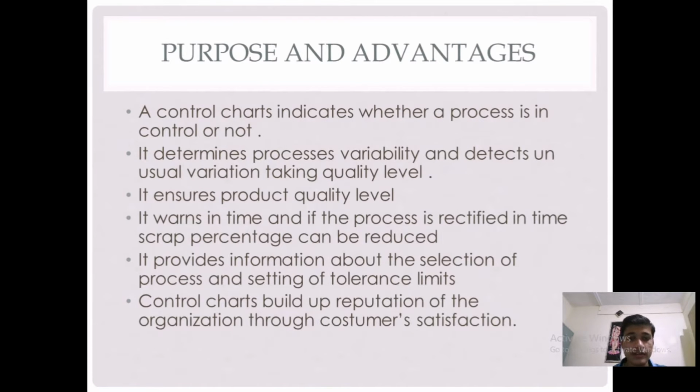A control chart indicates whether a process is in control or not. It determines process variability and detects unusual variation in quality levels. It ensures product quality level. It warns in time, and if the process is rectified in time, the scrap percentage can be reduced.